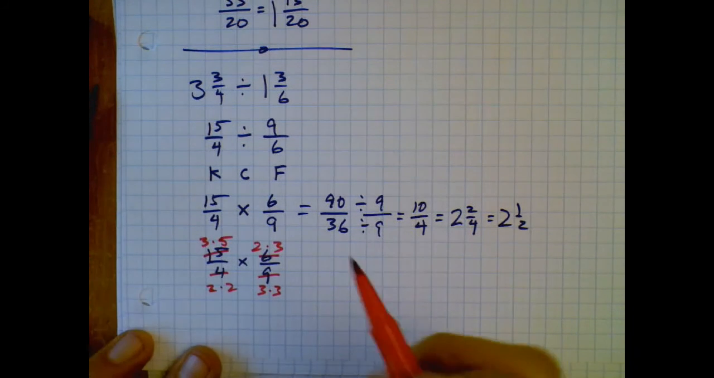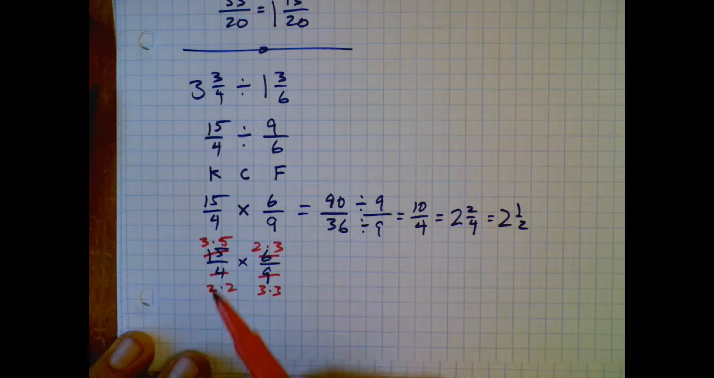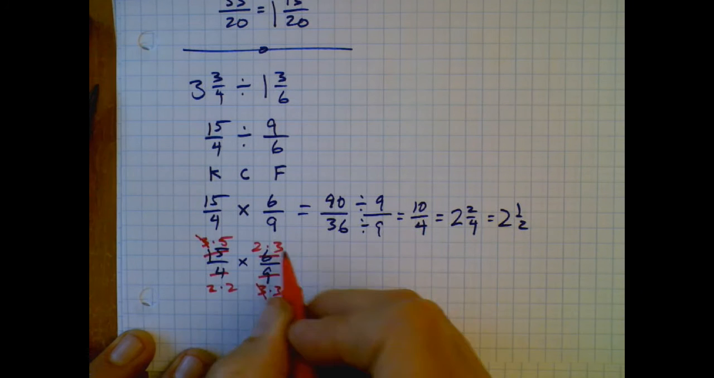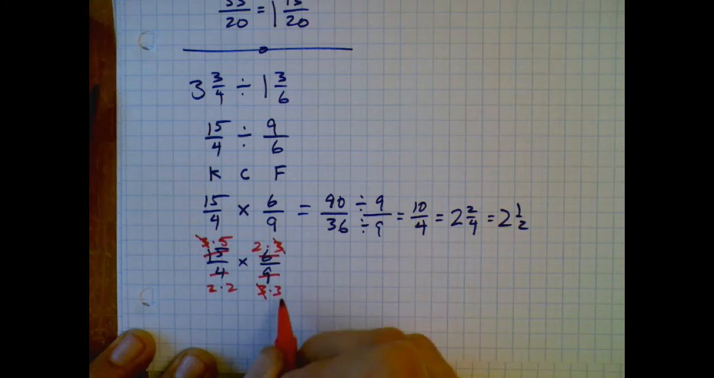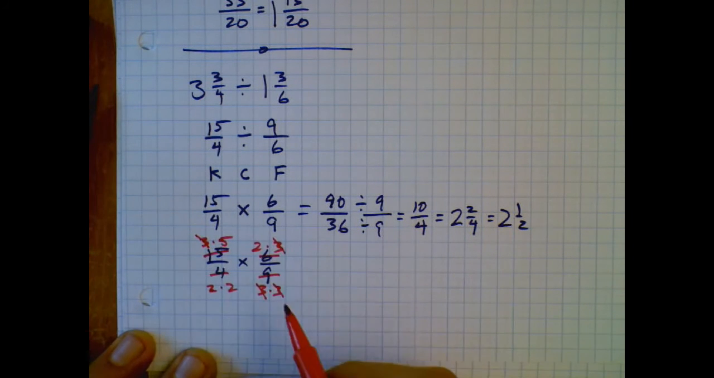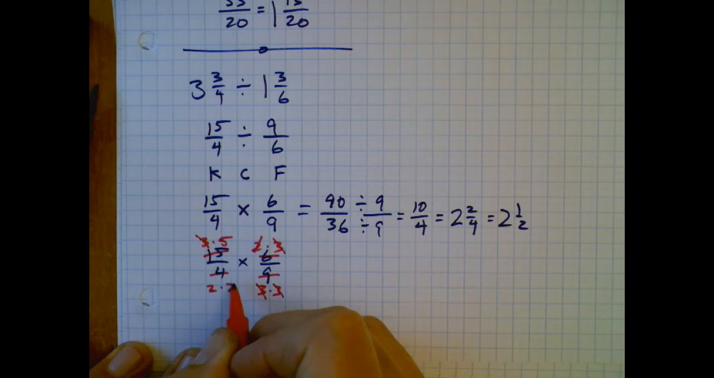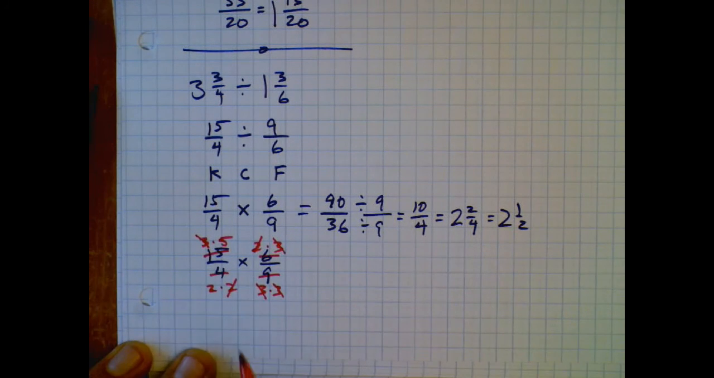Now, is there anything that's the same top and bottom? Well, here's a 3, and there's a 3. Here's another 3, and there's another 3. So I have no more 3s, and I have at least one 2 top and bottom. And there's nothing that's the same top and bottom that I can cancel.